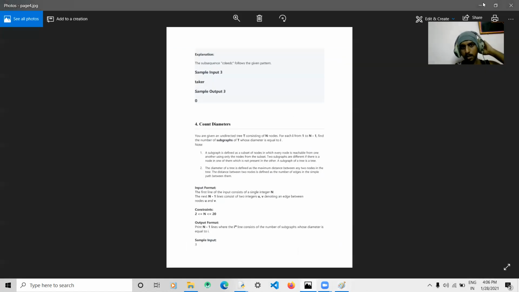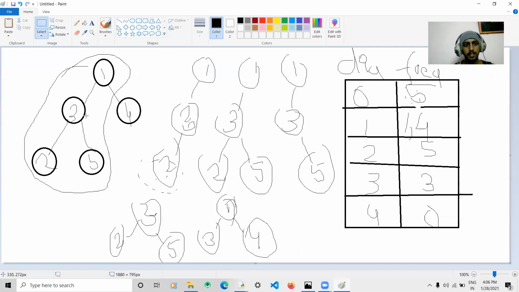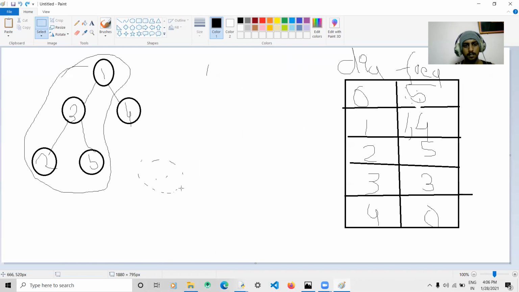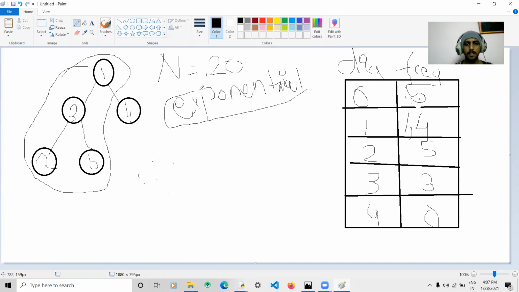So the question is, how do we handle deleting nodes? Deleting nodes is not optimal. If you keep on deleting nodes randomly, and seeing whether it forms a tree and what is its diameter, it's going to take you a lot of time. So what we have decided to do is observe that n is 20. So you can write an exponential time algorithm for this.